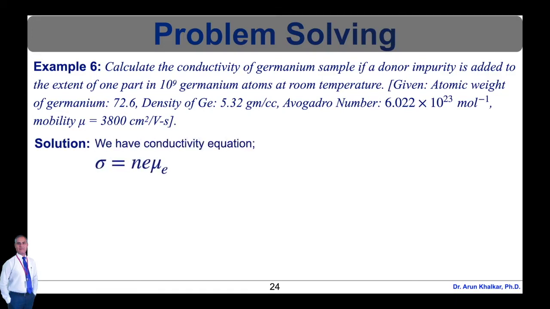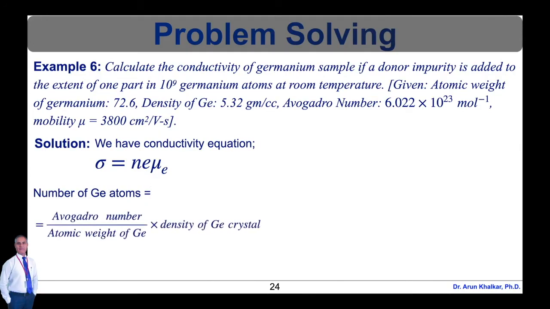We have the conductivity equation sigma is equal to n e mu E. Therefore, the number of germanium atoms we can calculate with the help of this formula: Avogadro's number divided by atomic weight of germanium, into density of germanium in the crystal. Therefore, Avogadro's number is 6.022 × 10^23 divided by atomic weight of germanium 72.6, into density of germanium in crystal, 5.32. So after calculating this, we get 4.412 × 10^22 per cc.